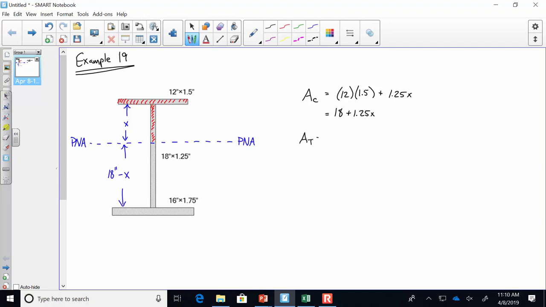Now, what's the area in tension? What's a formula for this green shaded area right there? Let's start off with the flange. What's that? Plus what? There we go. So 1.25 times (18 minus x). Let's break that out with the distributive property. It's like the whole foiling thing, right? So 16 times 1.75 is what?